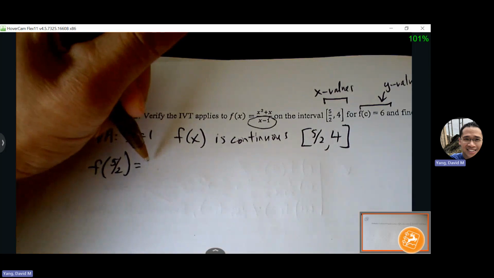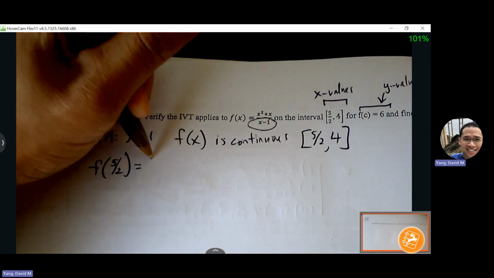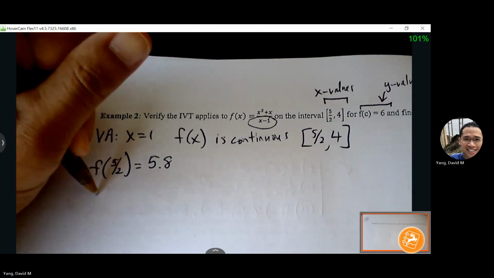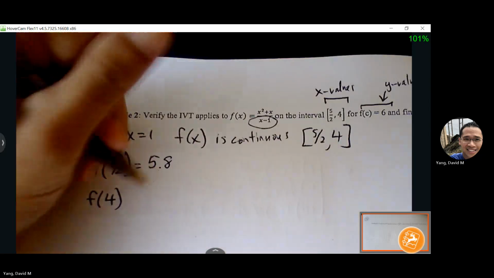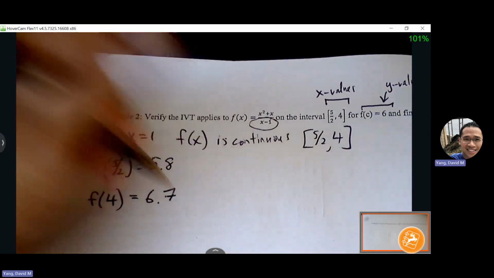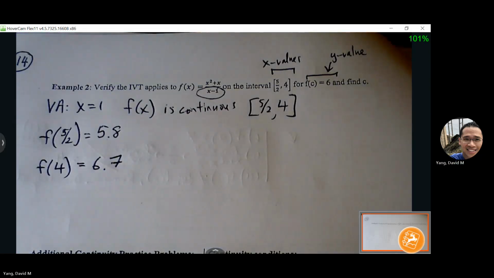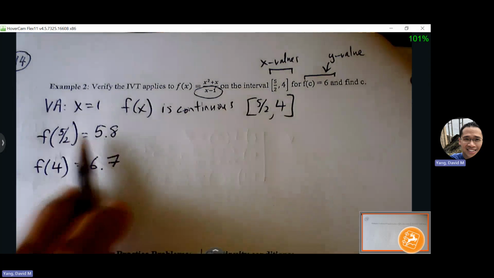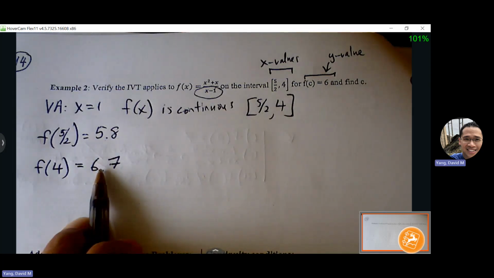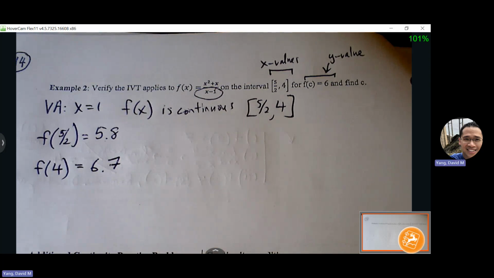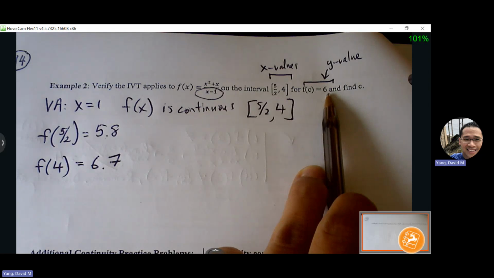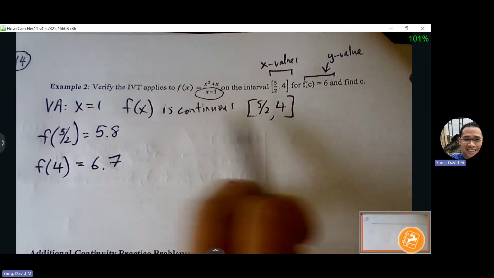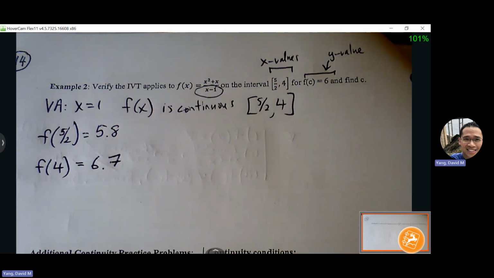Okay, so f of 5/2, I'm just going to give you what that value is. You're just plugging that in the calculator and you get 5.8. And then f of 4 gives you 6.7. So is this going to work? Yes. I start at 5.8. I end at 6.7. So I know IVT is going to work, because it's going to cross 6 eventually. We don't know exactly where, but we do know it's going to cross 6. Now, the messy part is writing it out in the proper notation. So I will show that to you tomorrow.